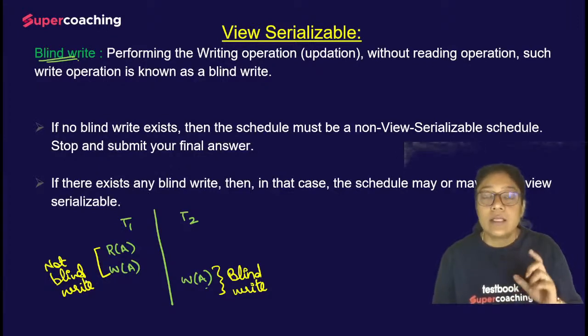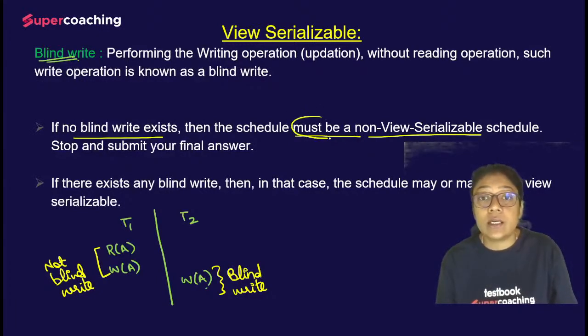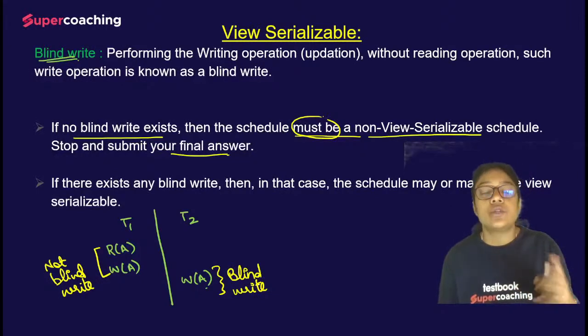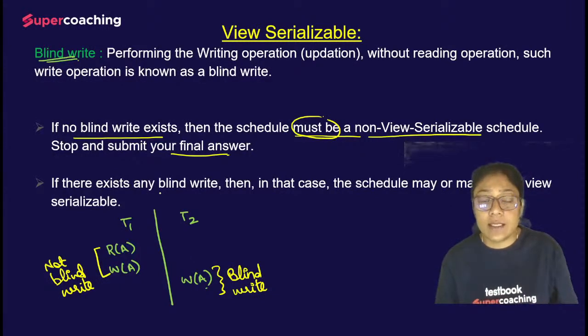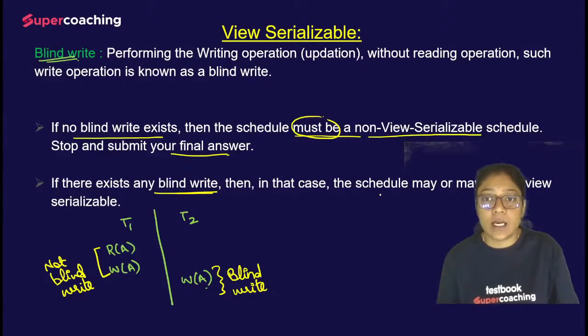Now, if there exists some schedule which is not having the blind write, there is no blind write existing, then we will say that it is not view serializable schedule. If no blind write exists, then the schedule must be non-view serializable. Must be means हमेशा ये condition true होगी, and we need not check for these three conditions, and directly we can submit our final answer. But if there exists a blind write, then we need to check for these three conditions. If there exists any blind write, then the schedule may or may not be view serializable. So we need to follow those three steps. So this is the trick.